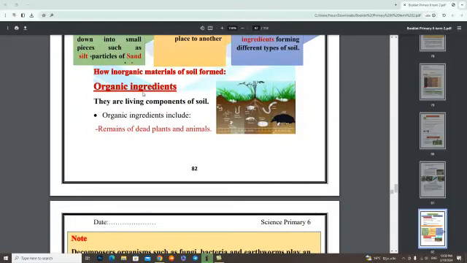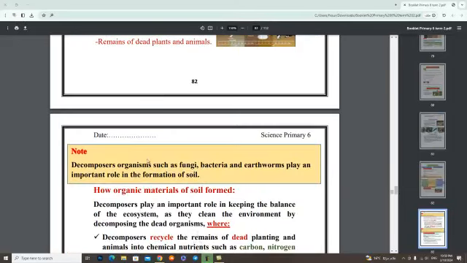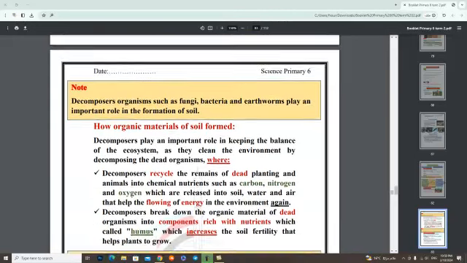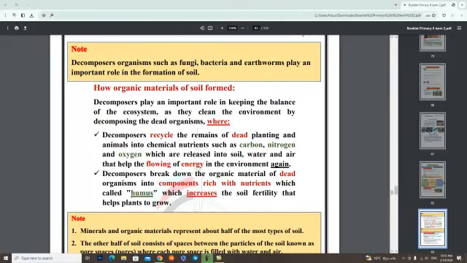Organic ingredients are the living components of soil, such as remains of dead plants and animals. Decomposer organisms such as fungi, bacteria, and earthworms play an important role in the formation of soil. How are organic materials of soil formed? Decomposers play an important role in keeping the balance of the ecosystem as they clean the environment by decomposing dead organisms.